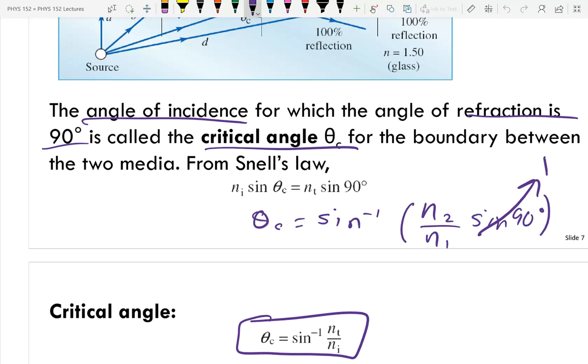So the critical angle is a simple calculation. It's the calculation of what angle of incidence will have an angle of refraction that's 90 degrees. If your angle of incidence is bigger, totally reflected. If the angle is smaller, you're going to have some refraction and some reflection.